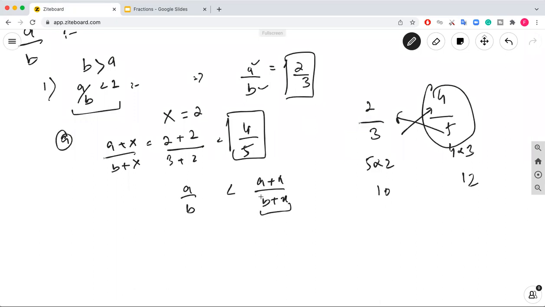So just remember this scenario in which we have a proper fraction and the same positive integer is added in both. The result will be greater than the actual fraction which we were given earlier, right?